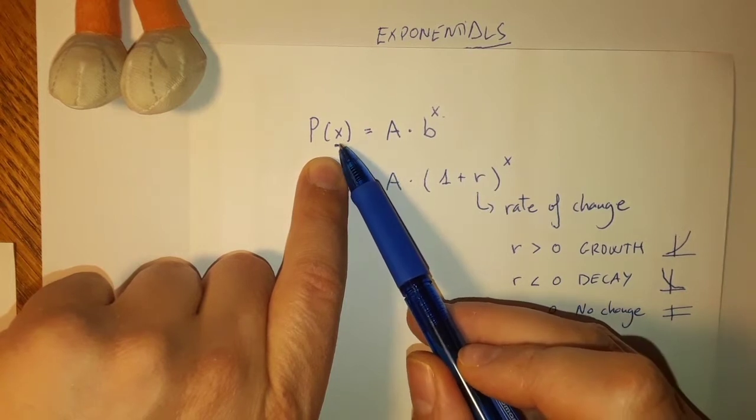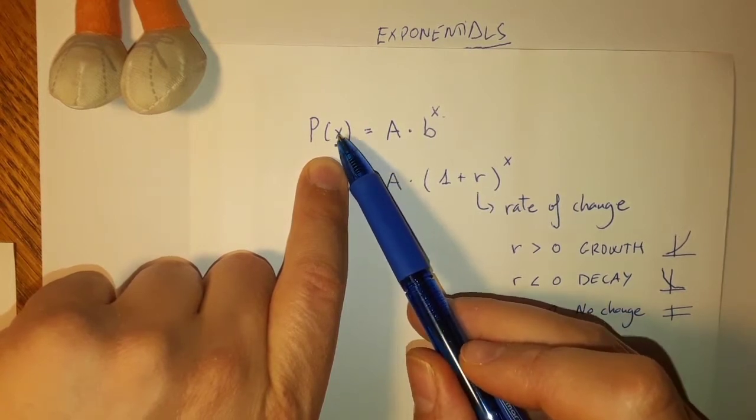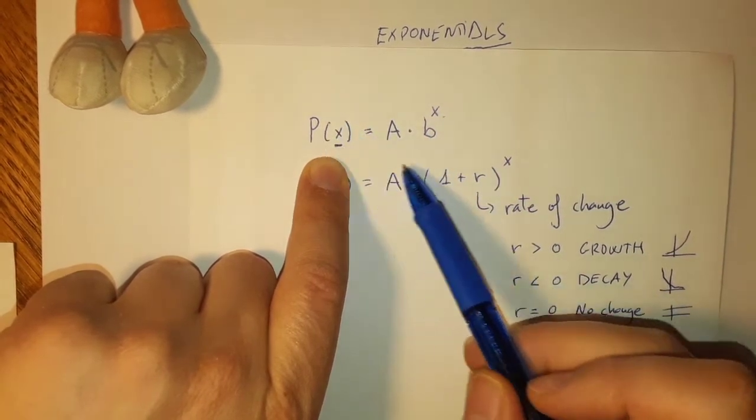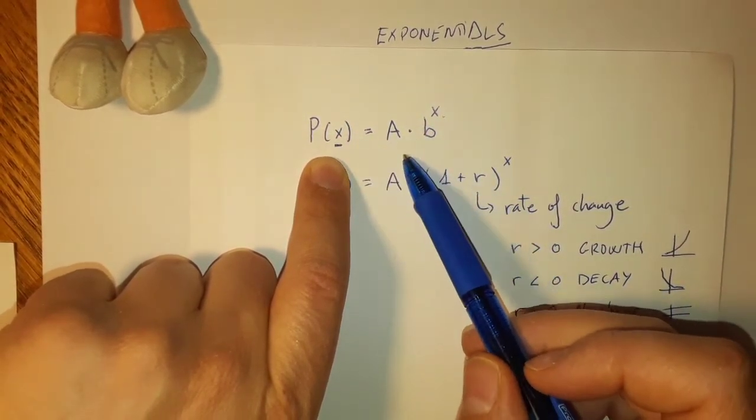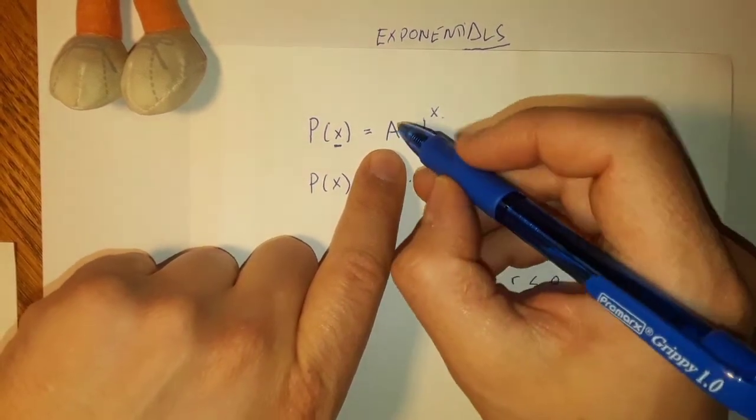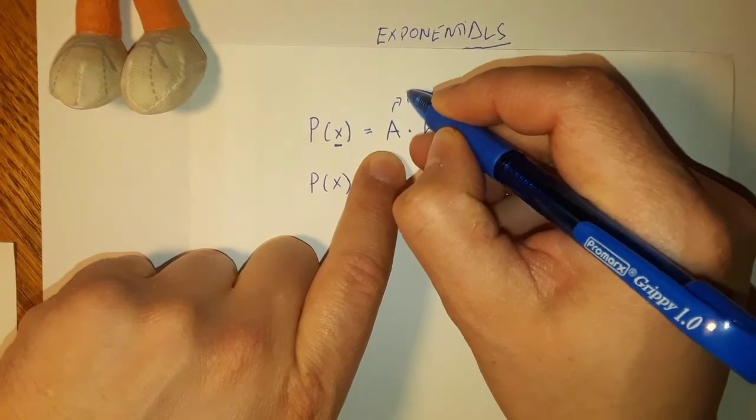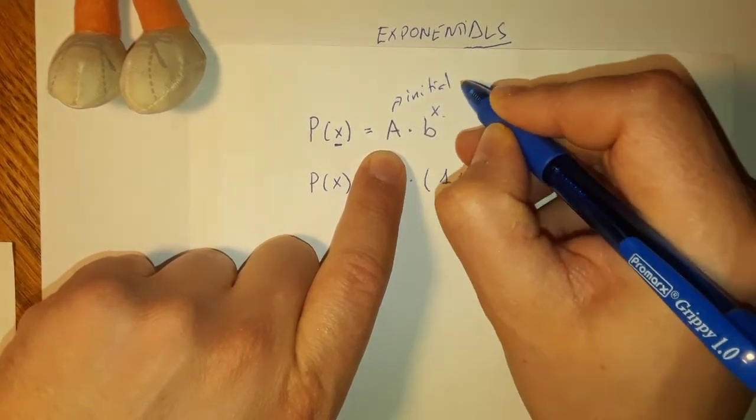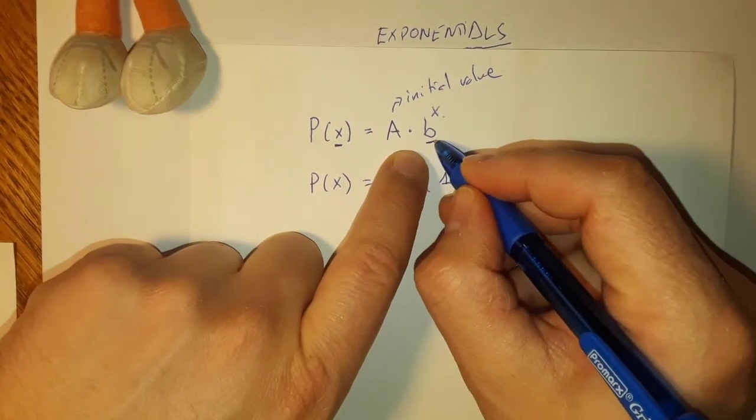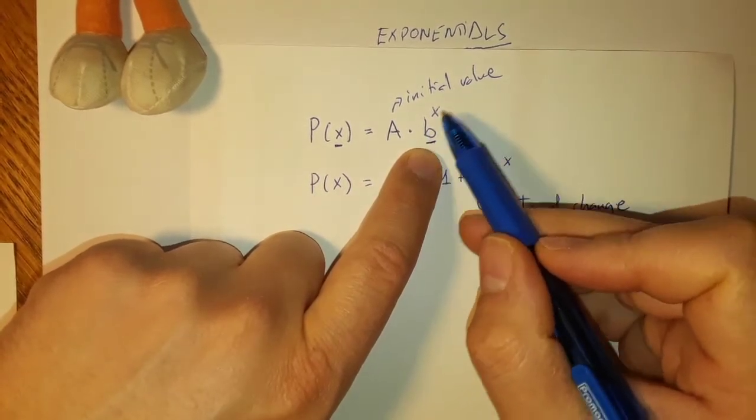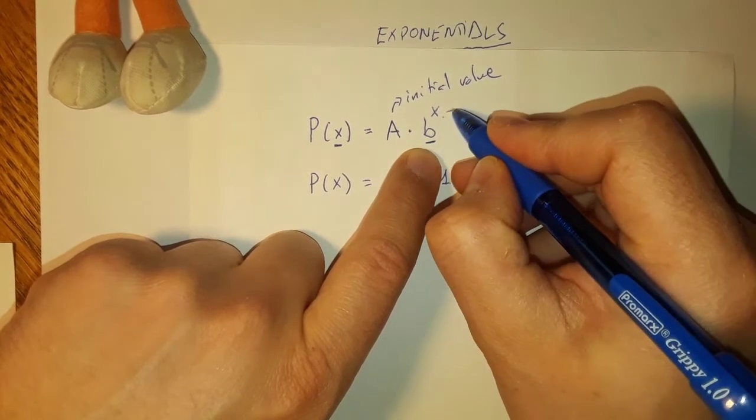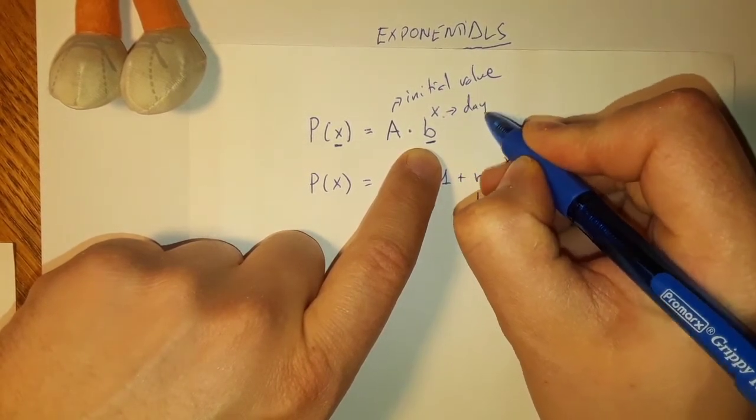So we're going to put like 1 day or 2 days or 3 days, and this function is going to compute what's the total number of cases, okay? This would be the initial value. A stands for the initial value. B has to do with the rate of change, how rapidly this is changing. And again, for our cases, this would be the number of days.